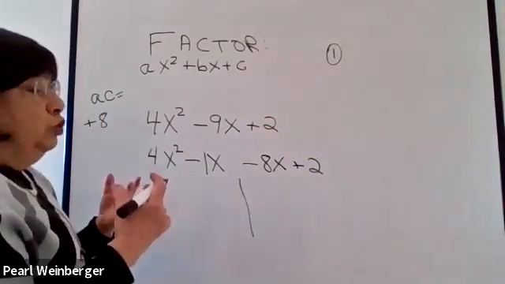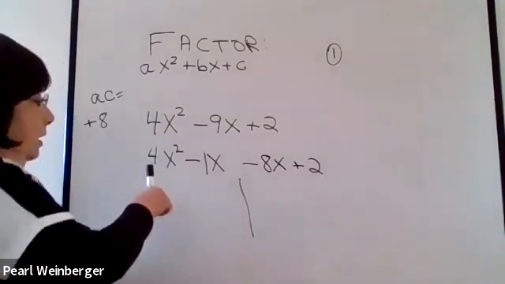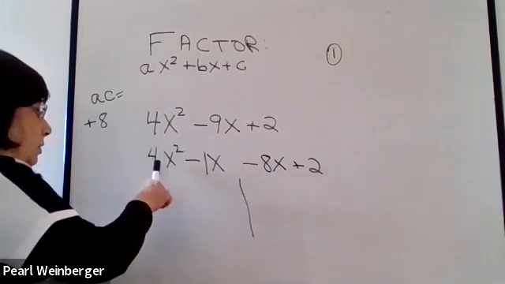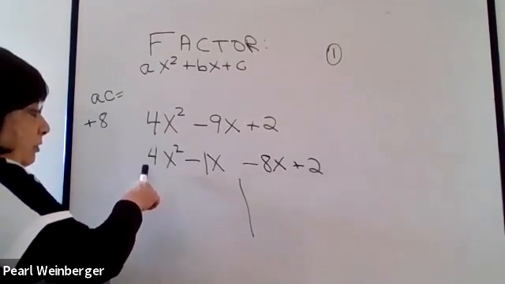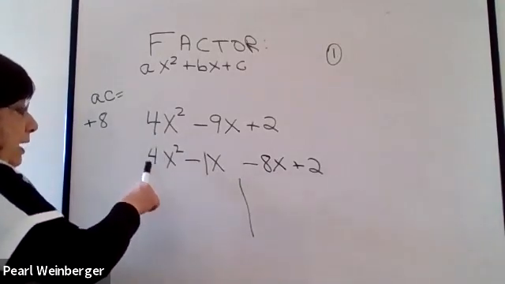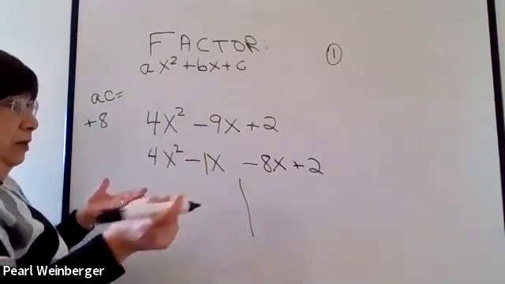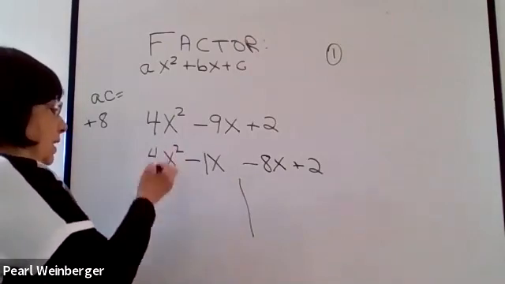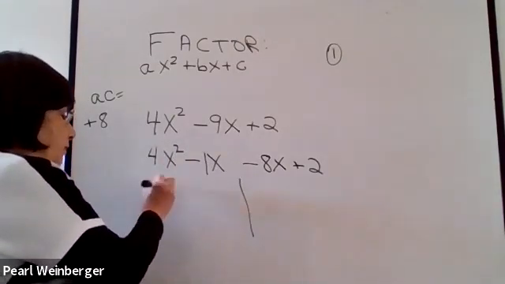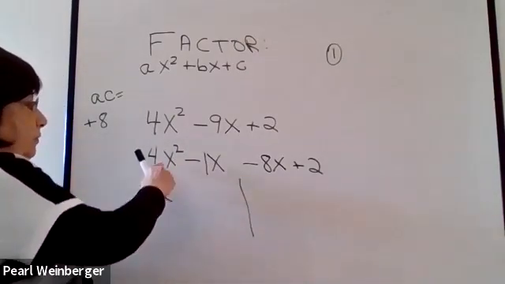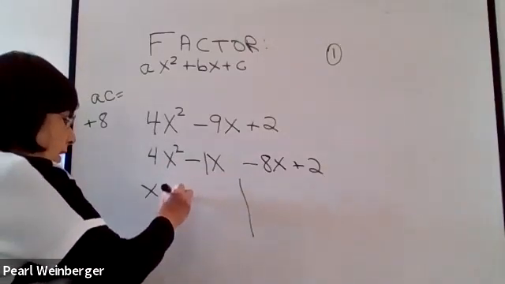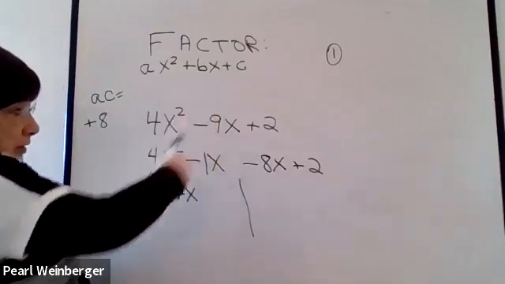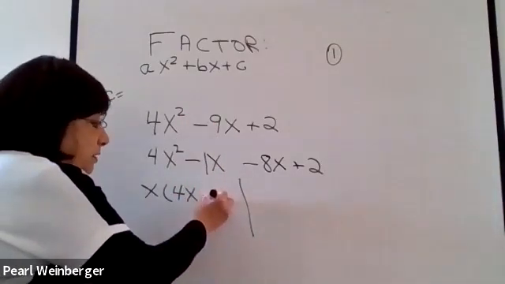We're going to group. In my first group, I have 4x squared minus 1x. The only common factor I see is a plain x. Because there's a 4 and a 1, there's no number that's a common factor, but this is an x squared and this is an x, so I put an x on the front. X into 4x squared gives me 4x. X into negative 1x, the x's cancel out, and leave me the negative 1.